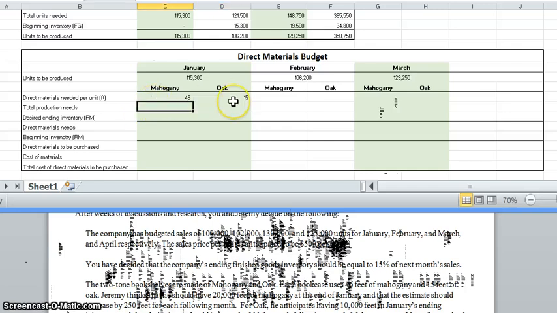So that means that the total mahogany we would need in January is going to be 5,303,800. And oak, we're going to need 1,729,500. So let's go ahead and put that through for each month.